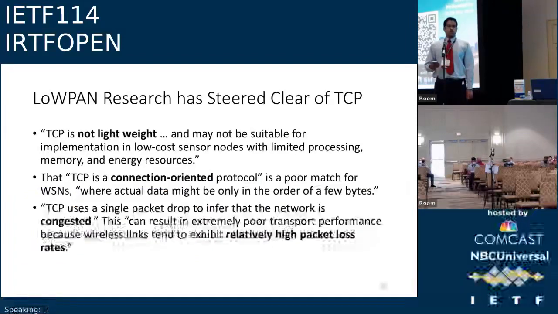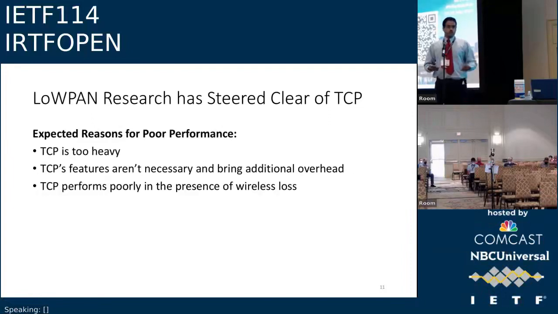The first one is that TCP is not lightweight and may not be suitable for implementation in low-cost sensor nodes with limited processing, memory, and energy resources. The second one is that certain features of TCP may cause harm, like for example, that the connection-oriented protocol aspect of TCP is a poor match for wireless sensor networks, where actual data may only be in the order of a few bytes. And finally, there's the wireless TCP problem, the idea that TCP may use a single packet drop to infer that the network is congested, which can result in extremely poor performance because wireless links tend to exhibit relatively high packet loss rates. So again, to summarize more simply, there's concern that TCP is too heavy, that its features aren't necessary, and that it'll perform poorly in the presence of wireless loss.